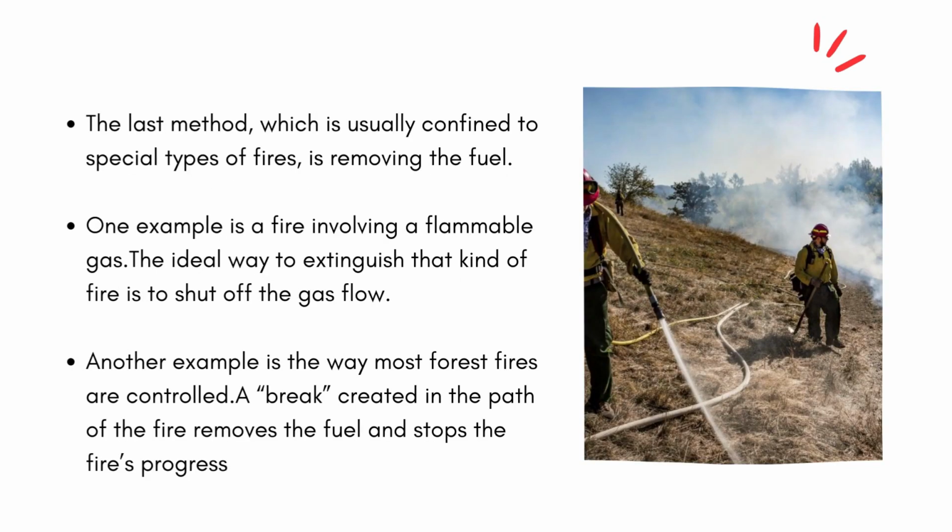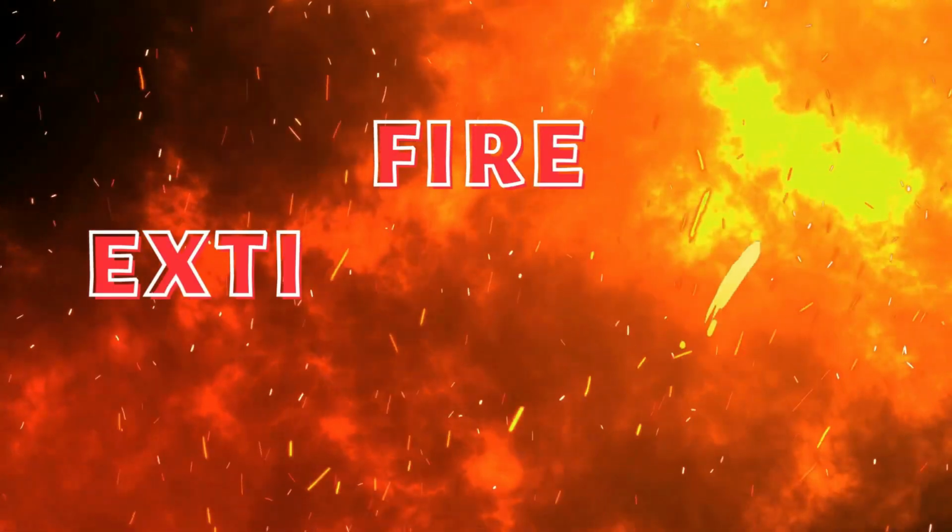The last method, which is usually confined to special types of fires, is removing the fuel. One example is a fire involving a flammable gas. The ideal way to extinguish that kind of fire is to shut off the gas flow. Another example is the way most forest fires are controlled. A break created in the path of the fire removes the fuel and stops the fire's progress. Extinguishing agents.